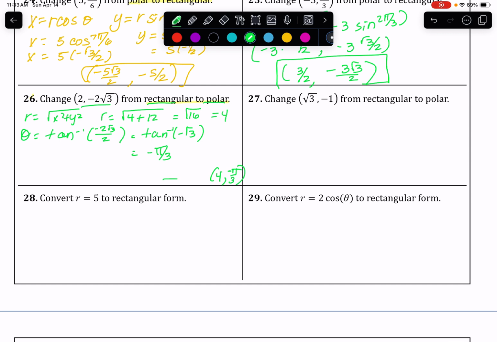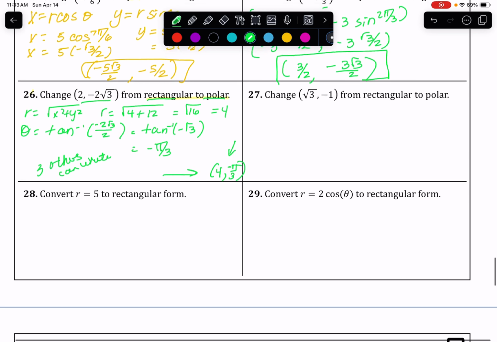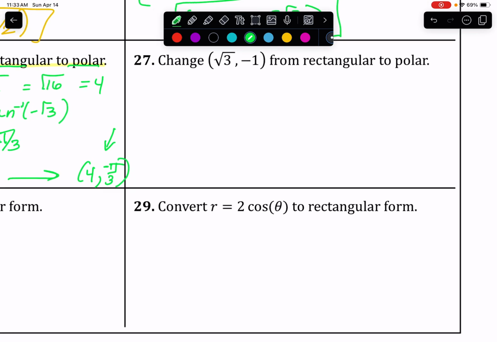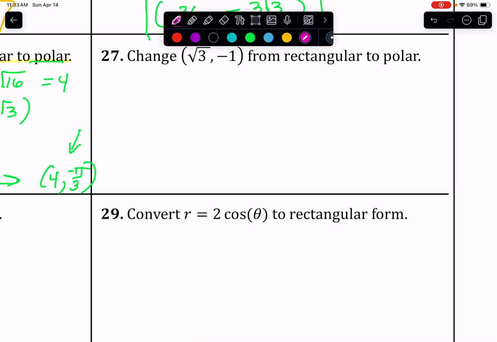Now, there are 3 others that you can use, because you know how when you made the polar point, there's always 4. There's 4 ways to identify each point on the polar plane. So you could go around and go backwards, etc., to get the other ones for that. So there's 3 others that you could write. Let's look at number 27.